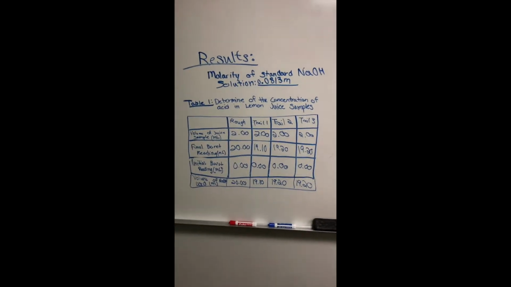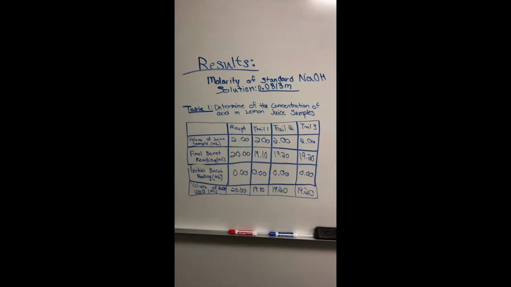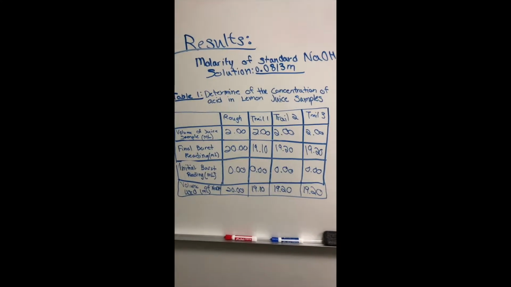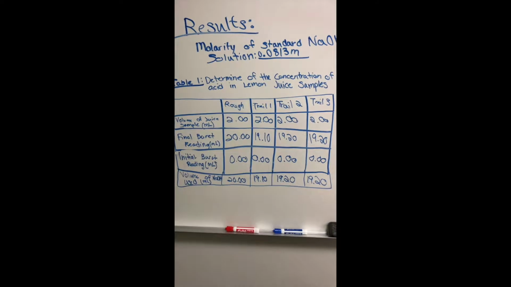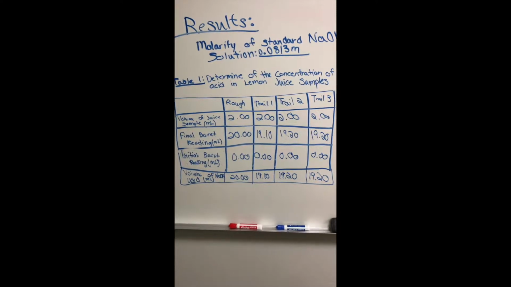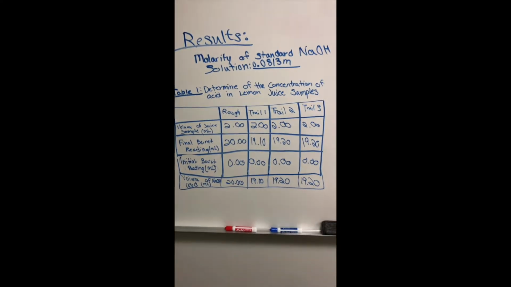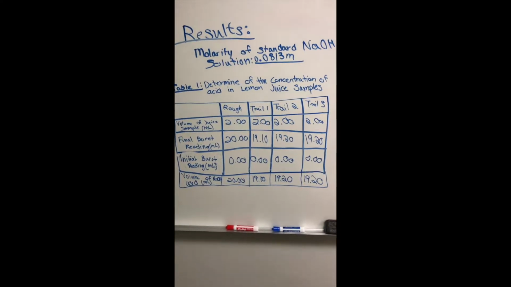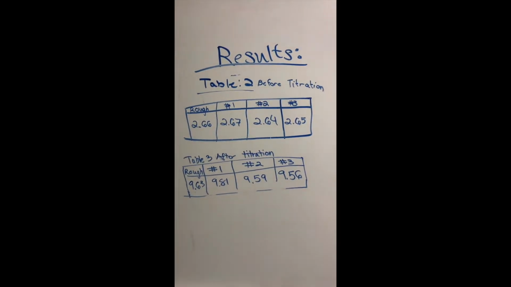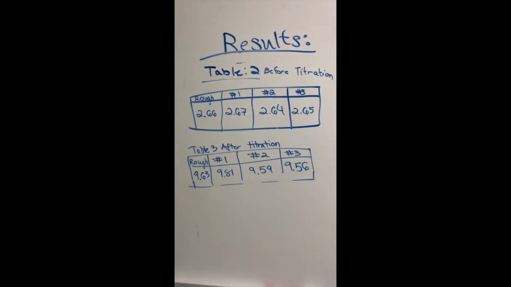As part of my results, the molarity of the standard sodium hydroxide solution is 0.0813, and then for my first table, all of our trials were about roughly the same. We determined that the rough trial was a little off from the others because it was our first start, but for the most part the rest were on point with each other. For the next part of the results, we have table 2, which is before the titration was measured, and then table 3, after the titration was measured.